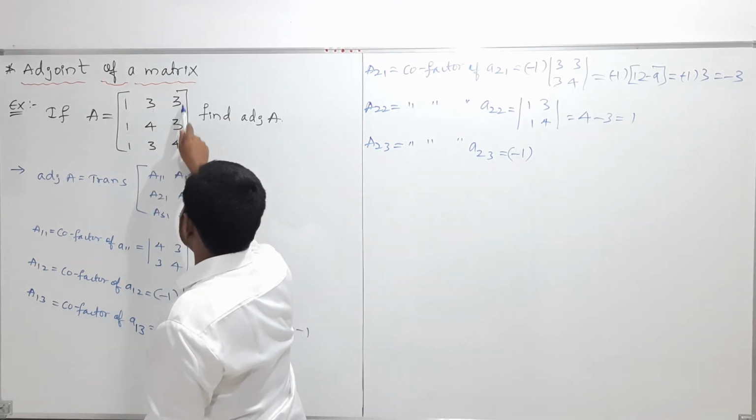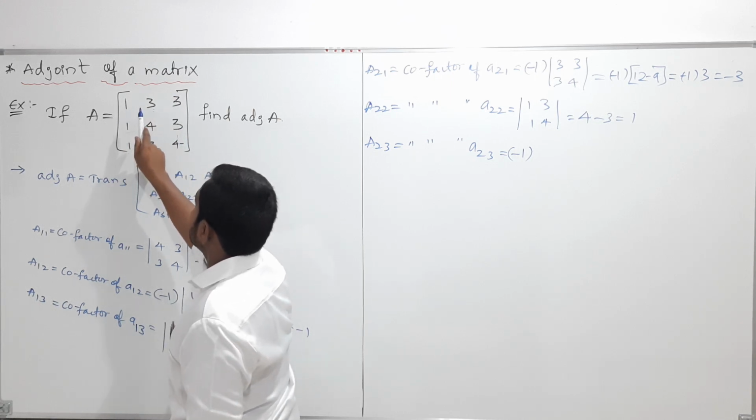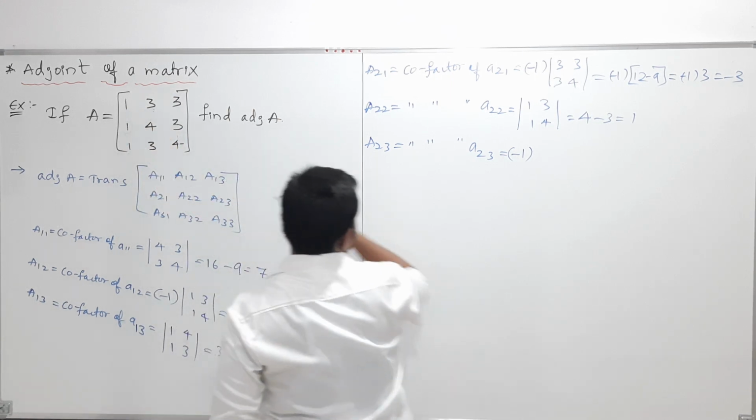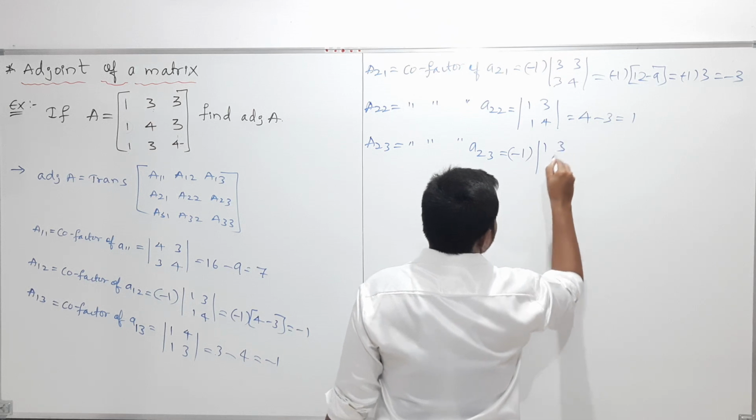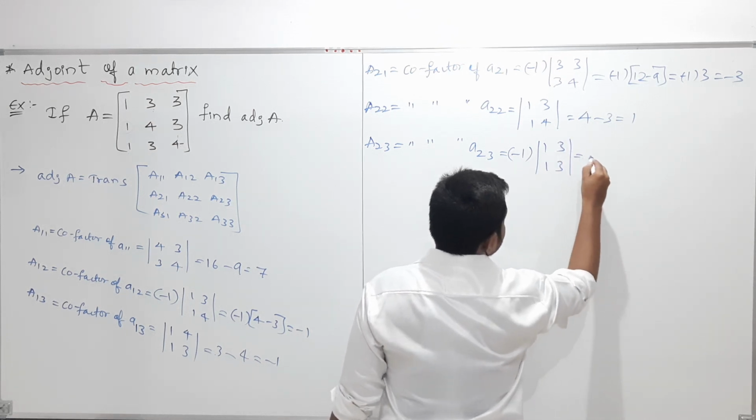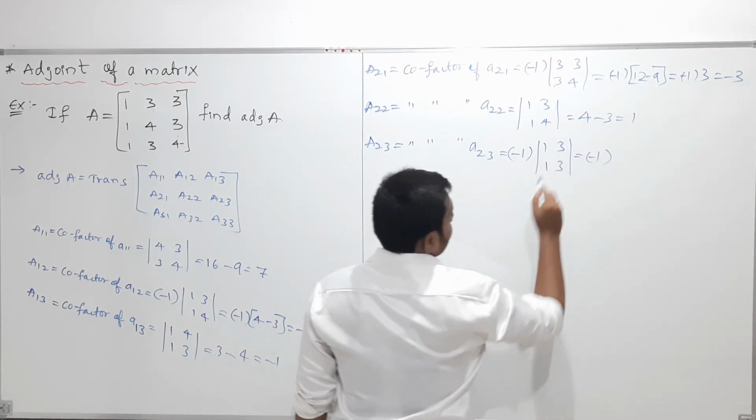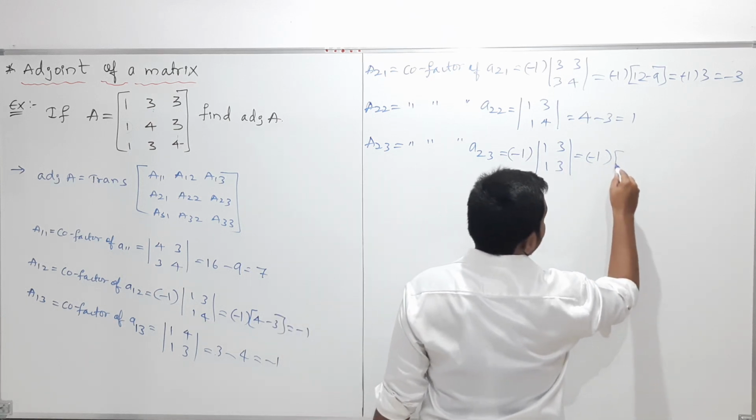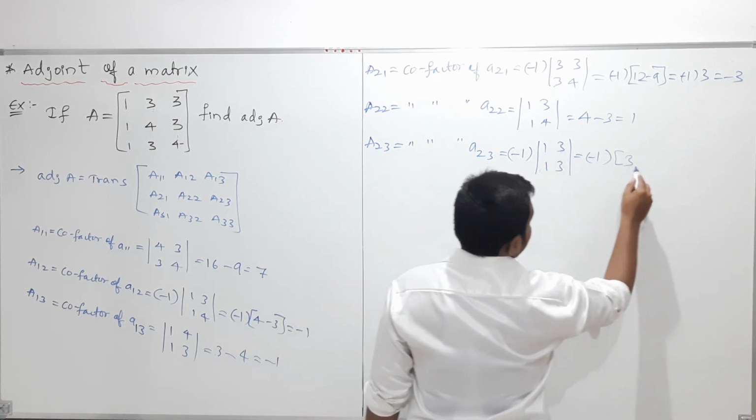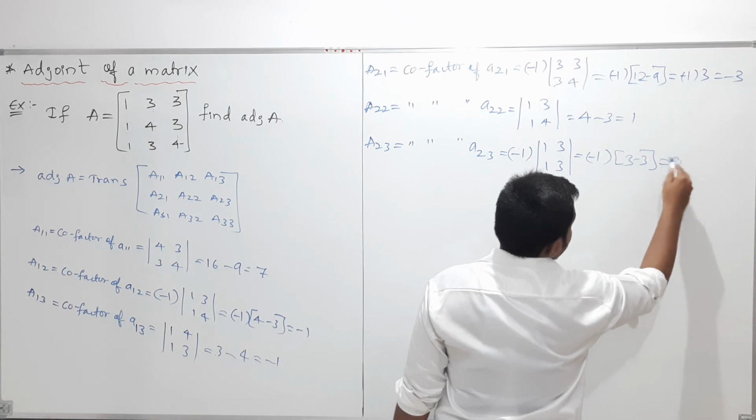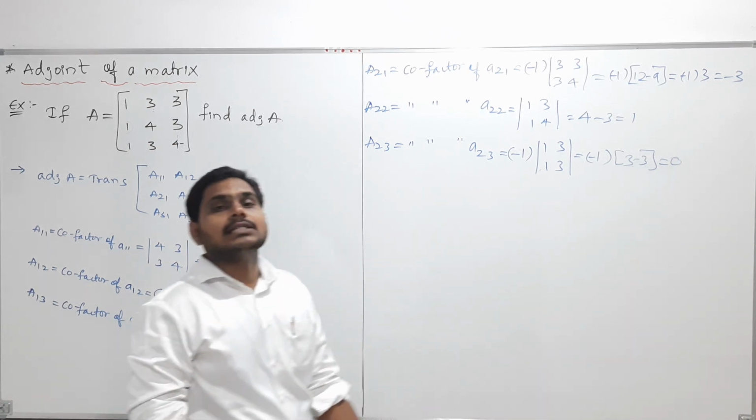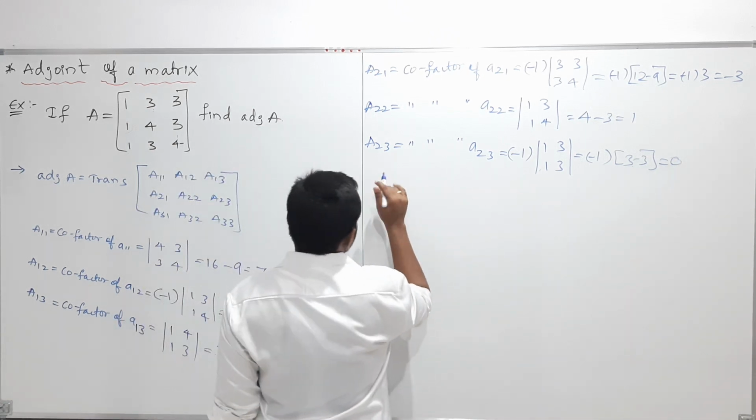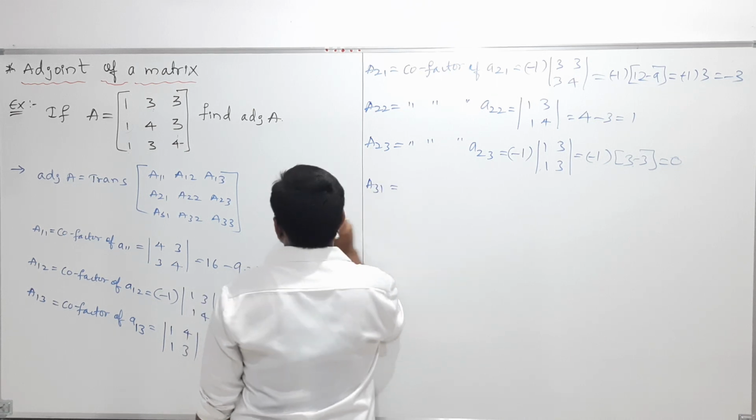And next, A23 means this element. So leave this row and this column. Find out the remaining elements' determinant: 1 3 1 3. This is equal to minus 1 into 3 ones are 3, minus of 3 ones are 3. So 3 minus 3 is equal to 0. 0 and anything is equal to 0. Clear?